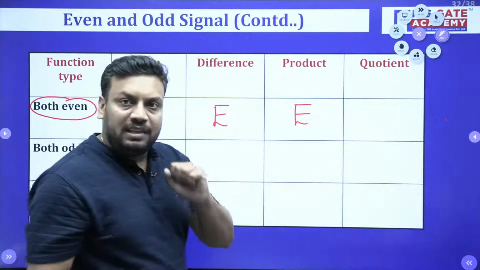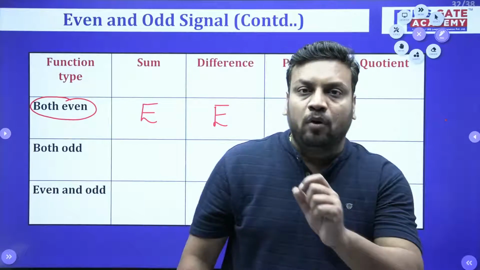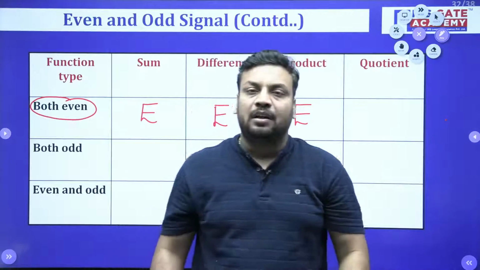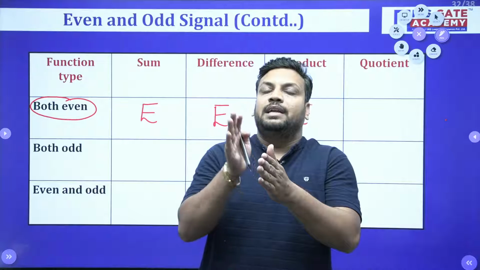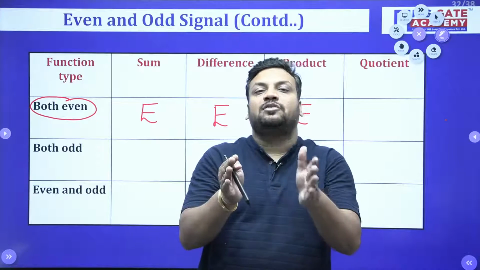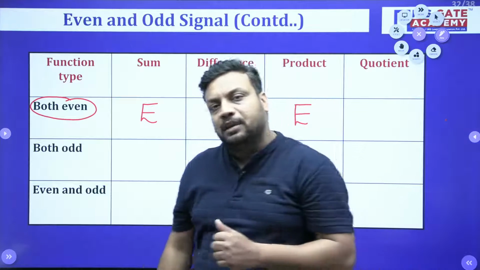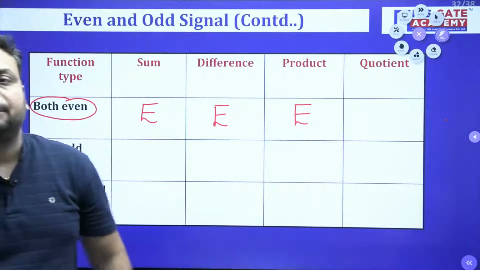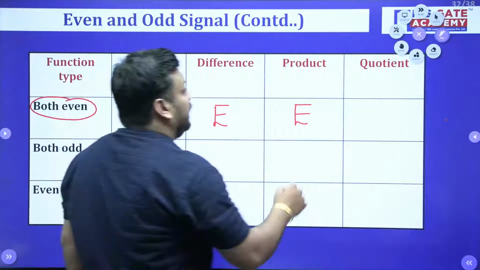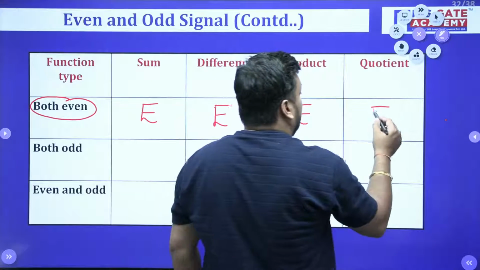Like t square is an even signal, sir, and t to the power 4 is an even signal. When you multiply t to the power 4 with t square, it will become t to the power 6, and t to the power 6 is again an even signal, beta. Yes or no? So again, even times even is also an even signal.